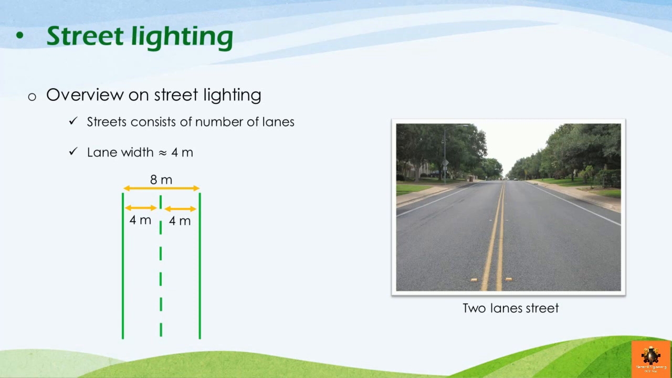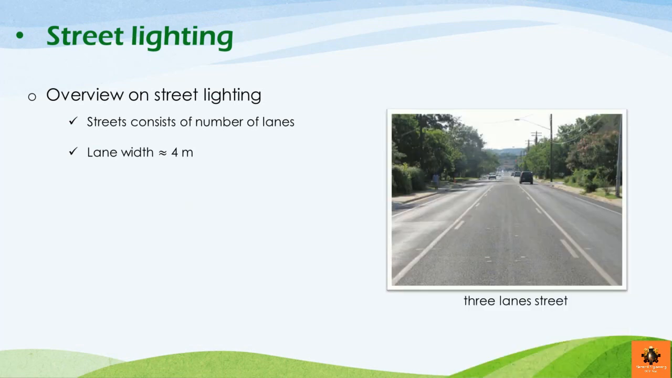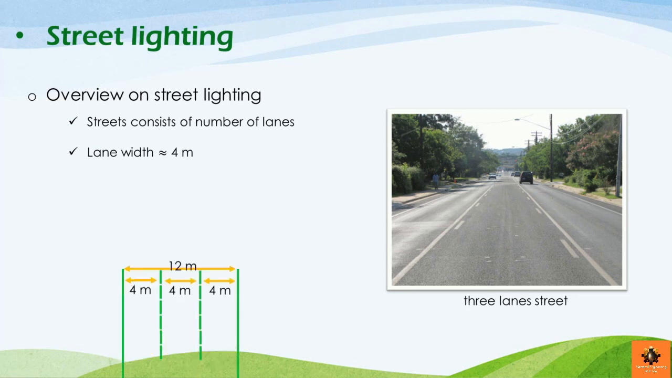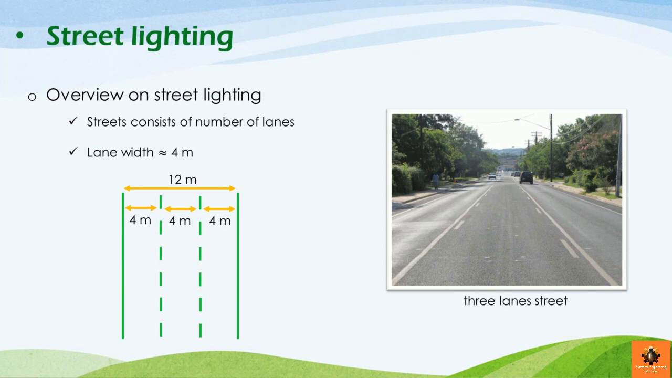In the same way, if we have a street that consists of 3 lanes, here as you see there are 3 lanes separated by 2 guiding lines, and in that case the total width of the street will be 4 meters times 3 lanes, which is 12 meters. So this is a 12 meter street width. So that's the street width according to its different lanes.